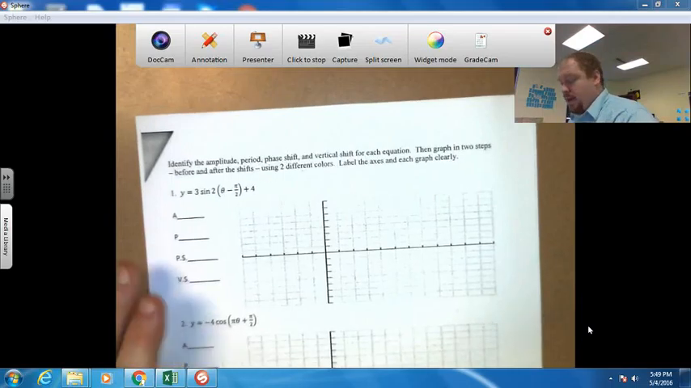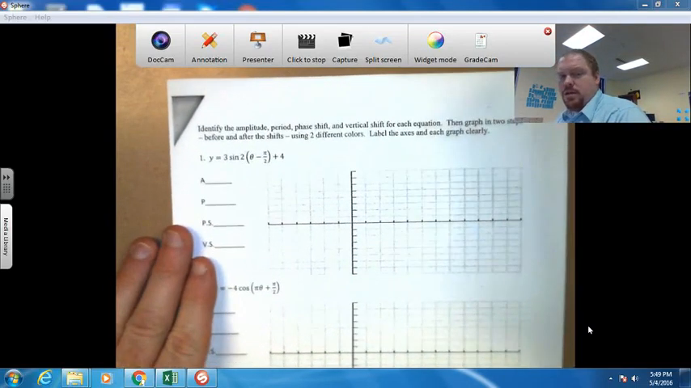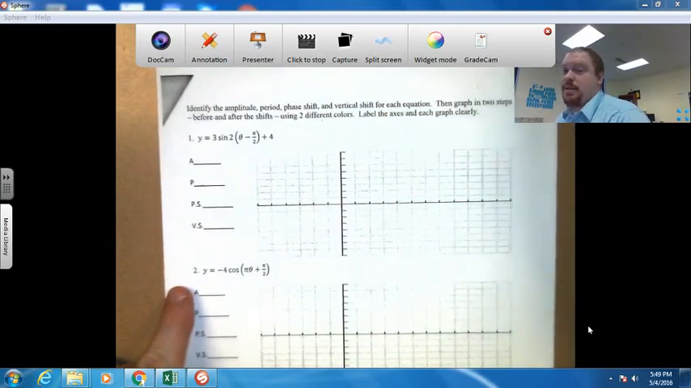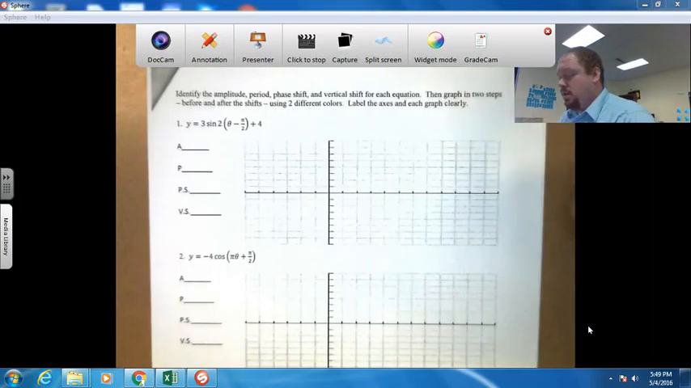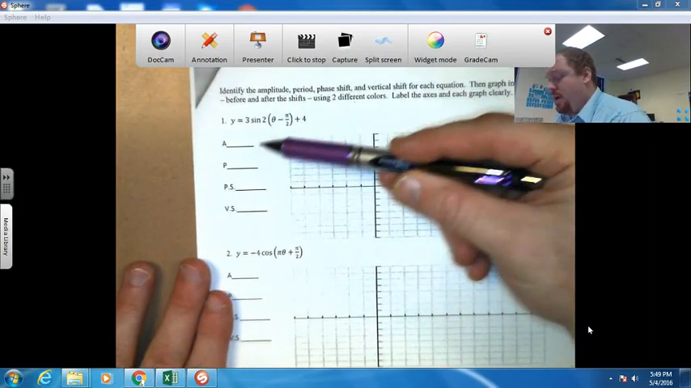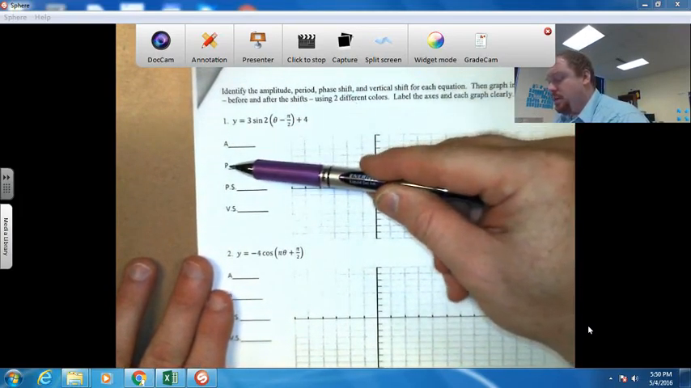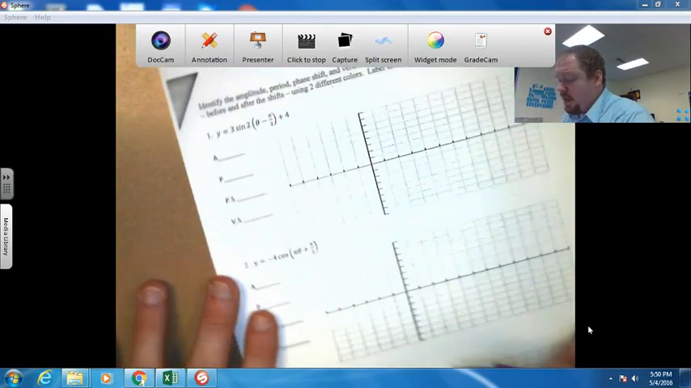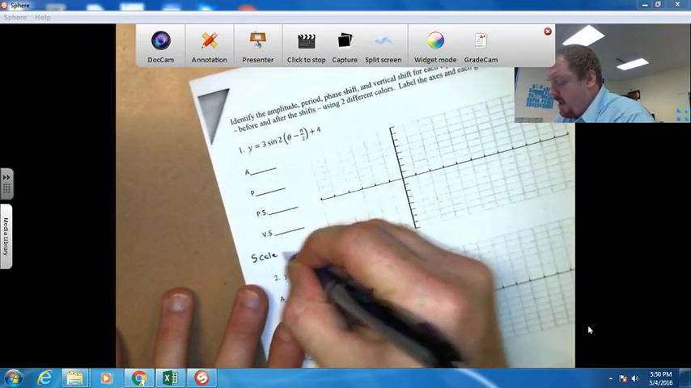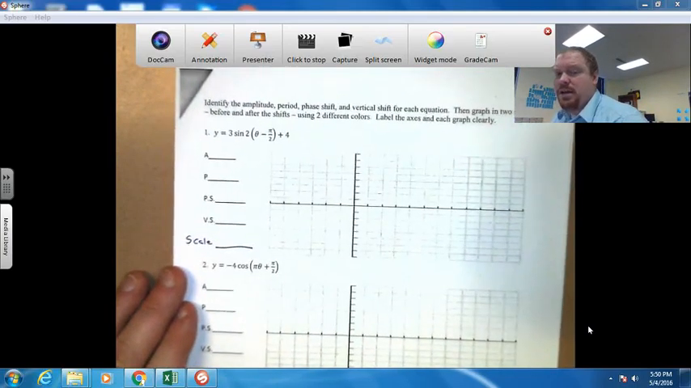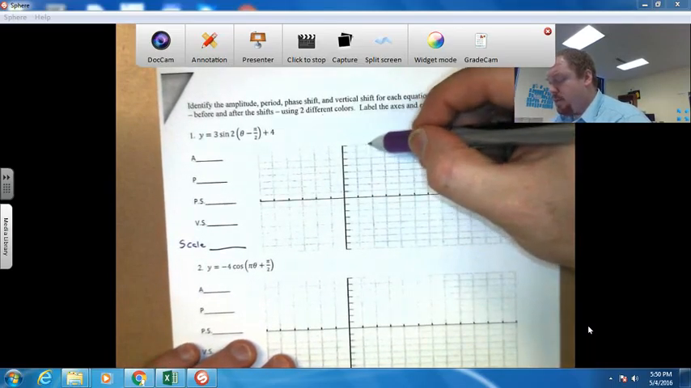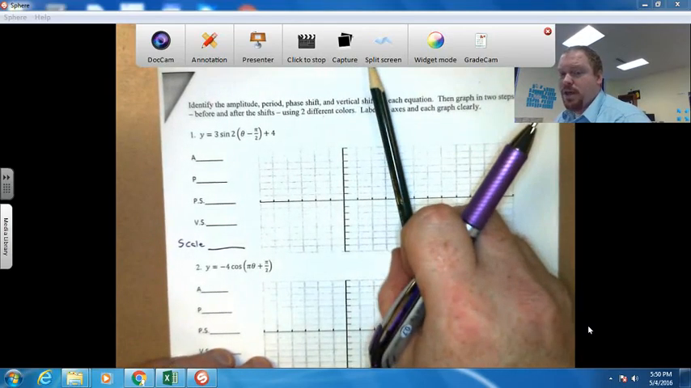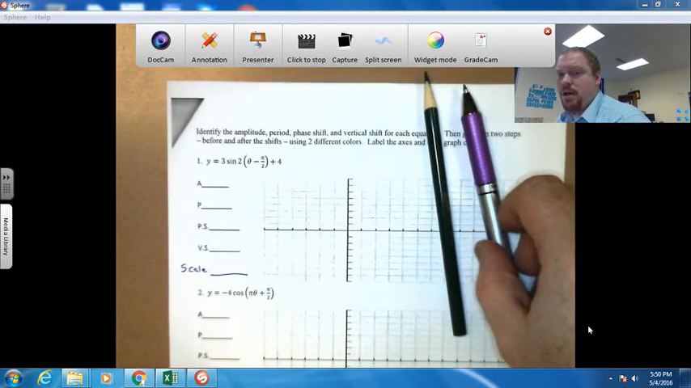Now, in this problem here, you will see that we've already factored out the 2 for you. That makes life very easy for us. So, over here, A is for amplitude, P is for period, PS is the phase shift, VS is the vertical shift, and then I am going to add another line down here for the scale. It's going to make life very easy. That's how I'm going to label each of these lines. I'm going to have 2 different colors here, a colored pencil and my pen. Hopefully, they're both going to show up very well in the video.